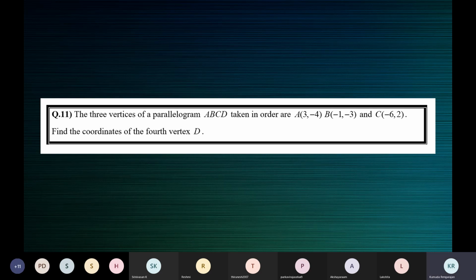See, the property we're using here is that in a parallelogram, diagonals bisect each other. That means they have the same midpoint, both the diagonals, AC and BD. For both AC and BD, O is the midpoint. O is the midpoint of AC. O is also the midpoint of BD.